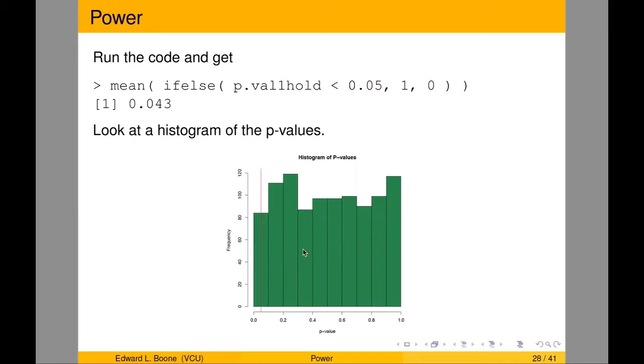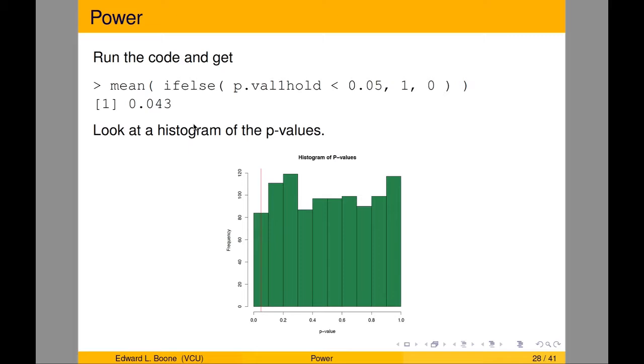And the reason I want to look at it is notice it's nice and uniform, and my red line here is where 0.05 is. And if I look at this, this is pretty close to 0.05. Under the null hypothesis, I get 0.05 or something about there, which tells me that I'm doing this right.